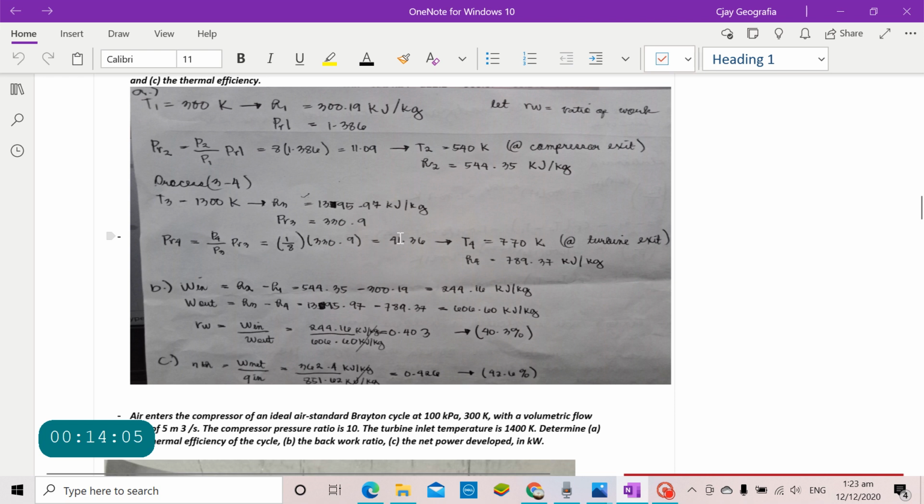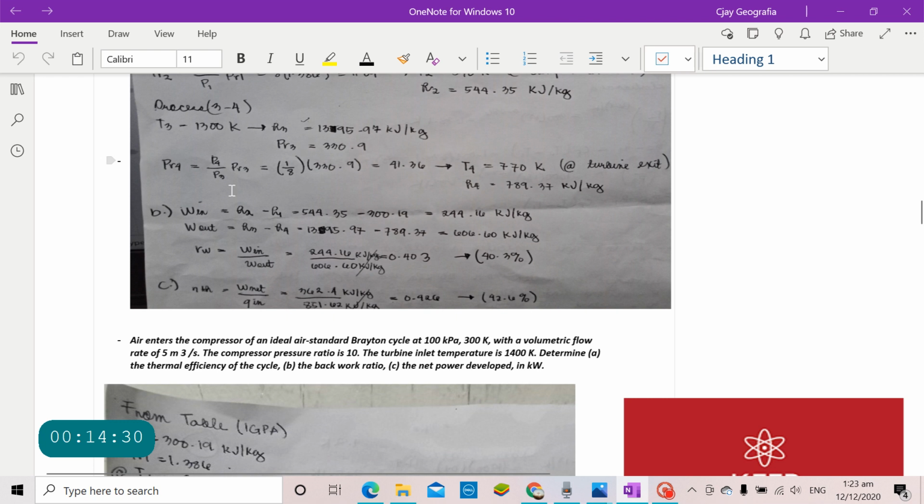So as you can see, we now have PR4, which corresponds to a temperature of 770 Kelvin, and H4 is 789.37 kJ/kg. This is the turbine exit temperature, while T2 is the compressor exit temperature. So our turbine exit temperature is 770 K.